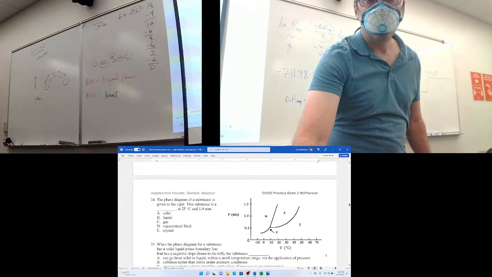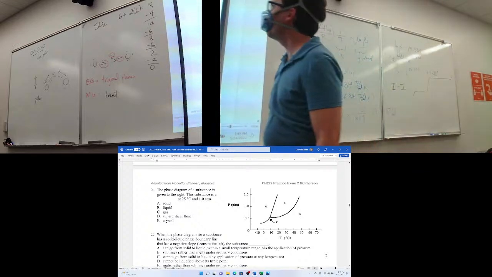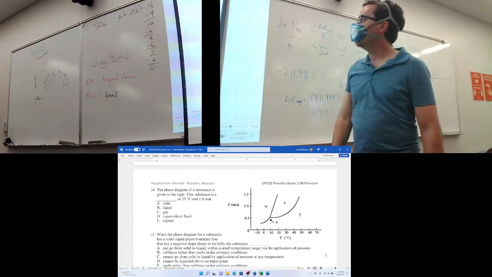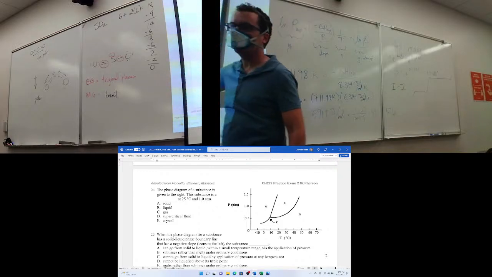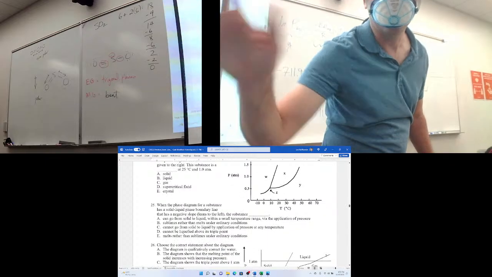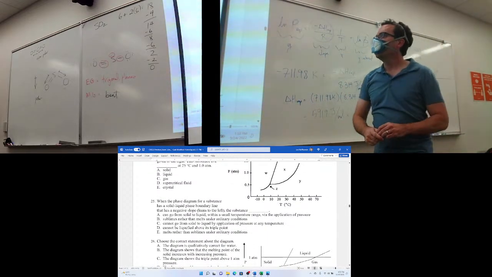All right, 24 is the same as before. At 25 degrees and 1 atmosphere, what is it? 25, 1 atmosphere right there, that's a liquid. If it's above this point, it could be a supercritical fluid, but we're not going to get into that. It'll be clear if it's going to be supercritical.